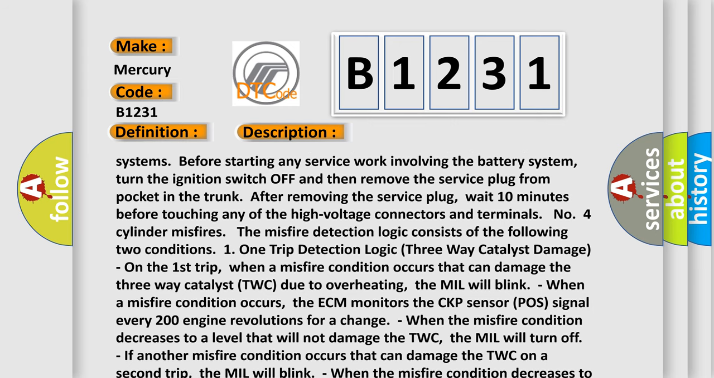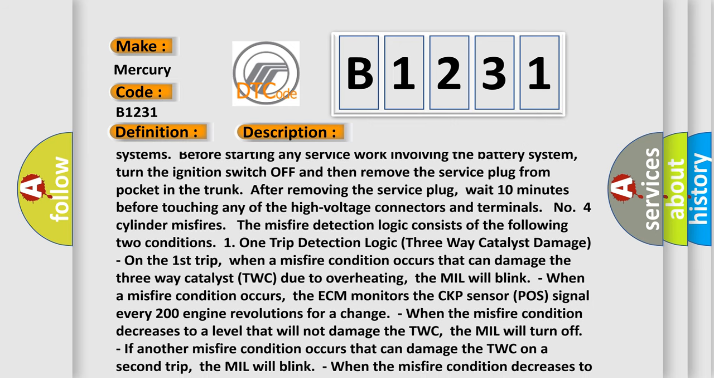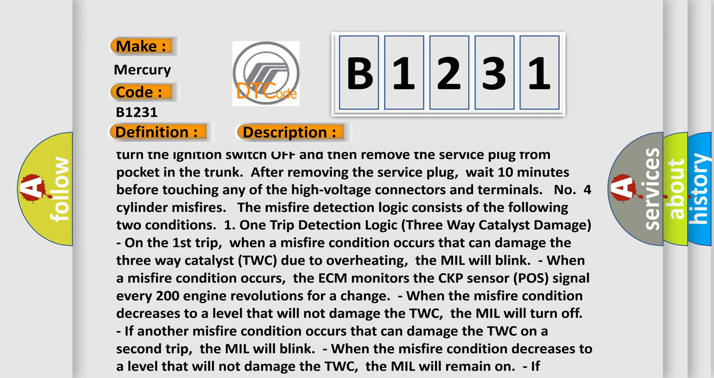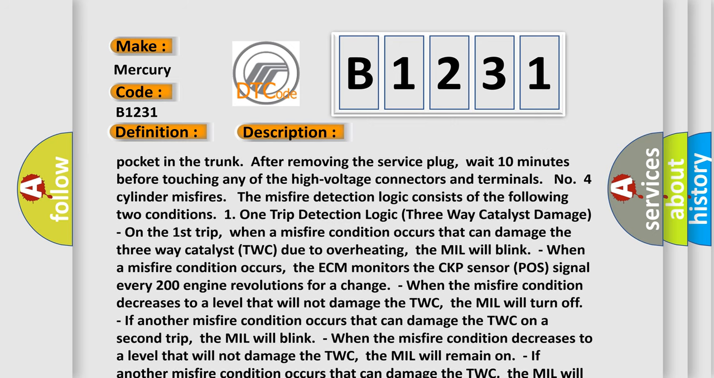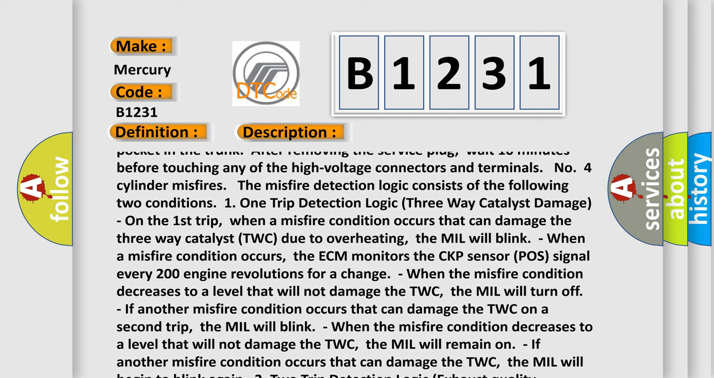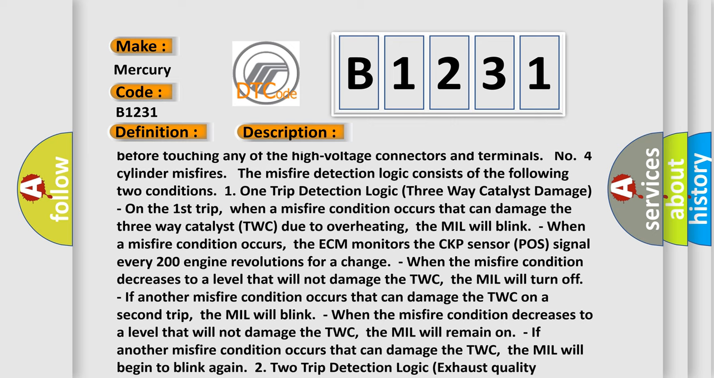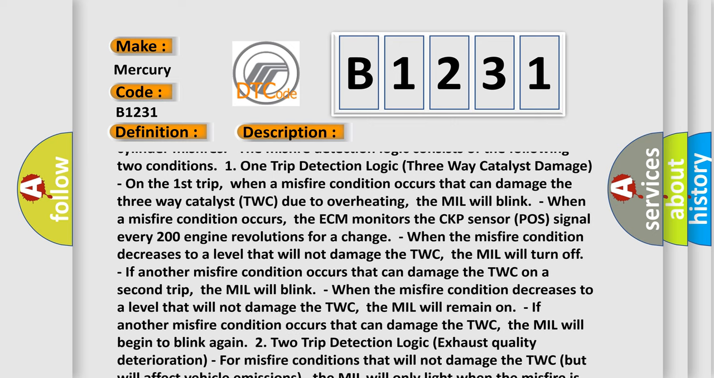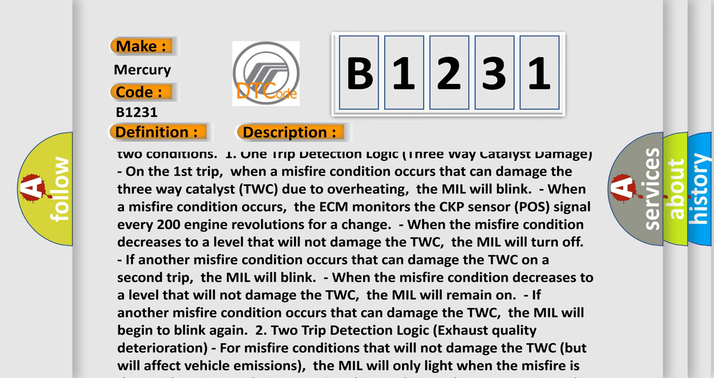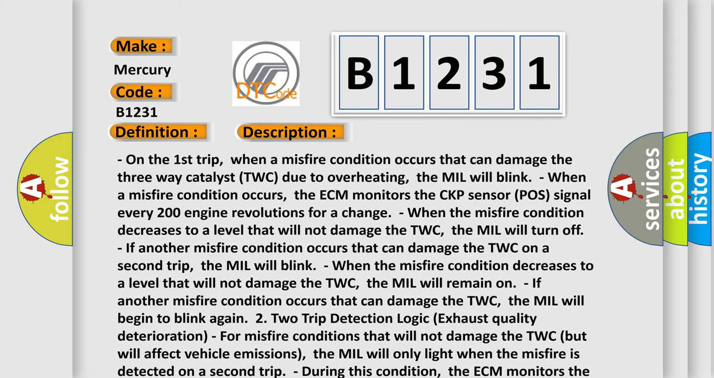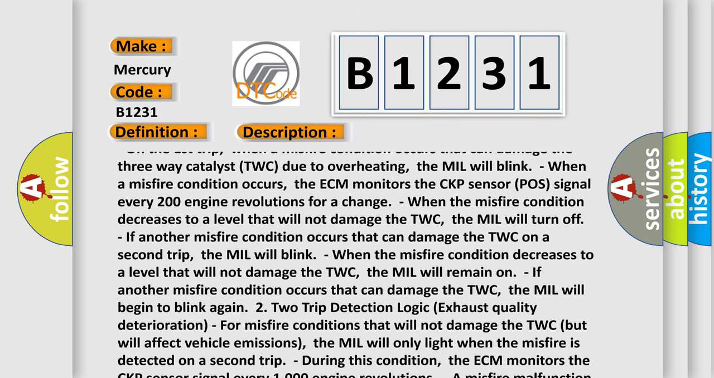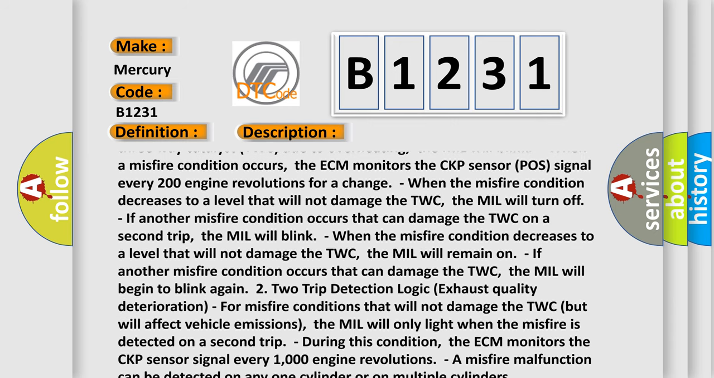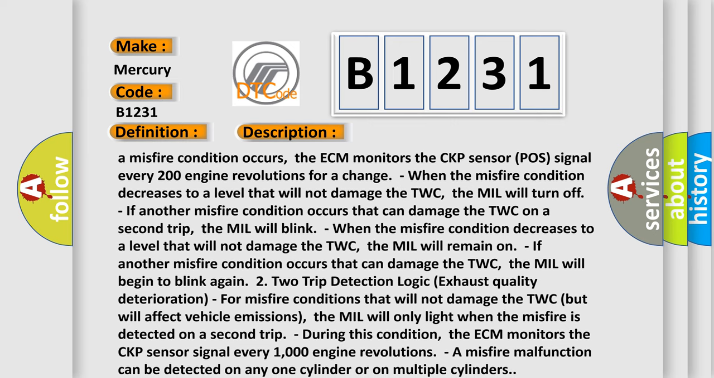Number 4 cylinder misfires. The misfire detection logic consists of the following two conditions: 1-1 trip detection logic, three-way catalyst damage. On the first trip, when a misfire condition occurs that can damage the three-way catalyst TWC due to overheating, the MIL will blink. When a misfire condition occurs, the ECM monitors the CKP sensor POS signal every 200 engine revolutions for a change. When the misfire condition decreases to a level that will not damage the TWC, the MIL will turn off. If another misfire condition occurs that can damage the TWC on a second trip, the MIL will blink. When the misfire condition decreases to a level that will not damage the TWC, the MIL will remain on. If another misfire condition occurs that can damage the TWC, the MIL will begin to blink again.